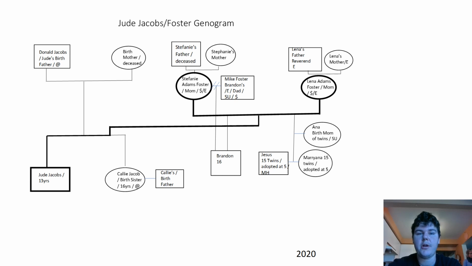This is my genogram for Jude. It shows his immediate family, such as his 2 new stepmothers, his previous parents, and his new siblings, and it shows connections within his family unit.